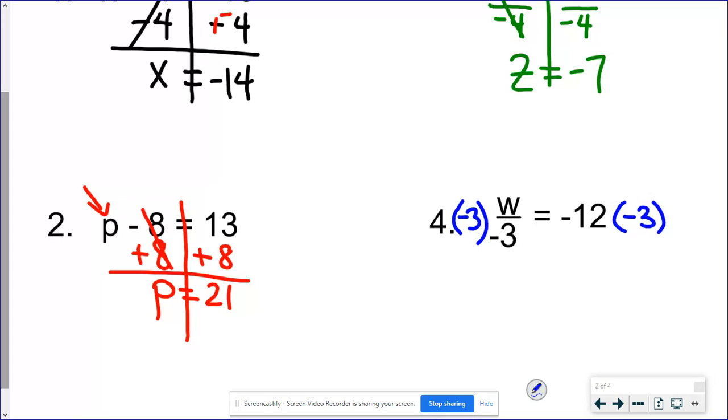And again, it goes on the sides, not underneath, because I want to see this almost like a fraction, like that's going to cancel out that. Okay? Dividing by negative 3, multiplying by negative 3, cancel. So I have my w. Negative 12 times negative 3 is positive 36.